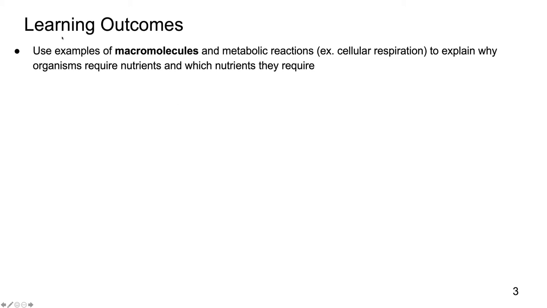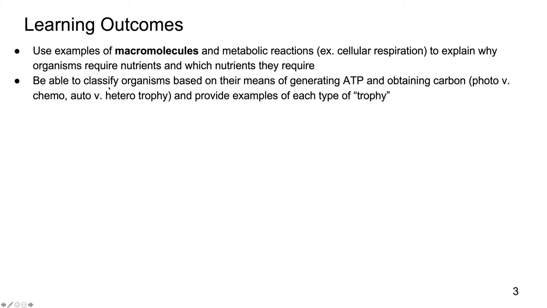So a couple of the learning outcomes for this next unit is number one, students should be able to use examples of something called macromolecules and different types of metabolic reactions like cellular respiration to explain why organisms require nutrients and which nutrients they require. You should be able to classify organisms based on their means of generating ATP and obtaining carbon. So basically photo versus chemo versus auto versus heterotrophy, which is something that we've covered before, and provide examples of each type of trophy.